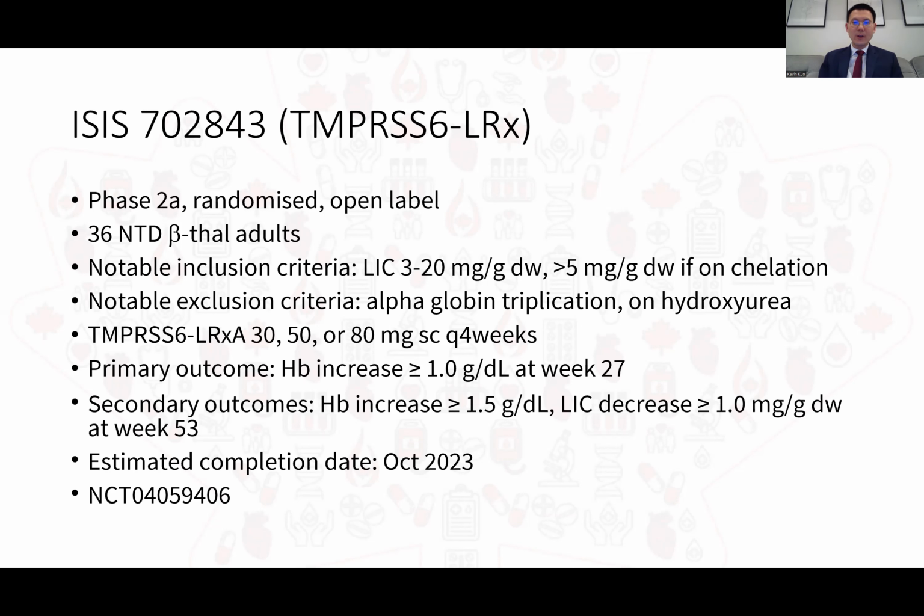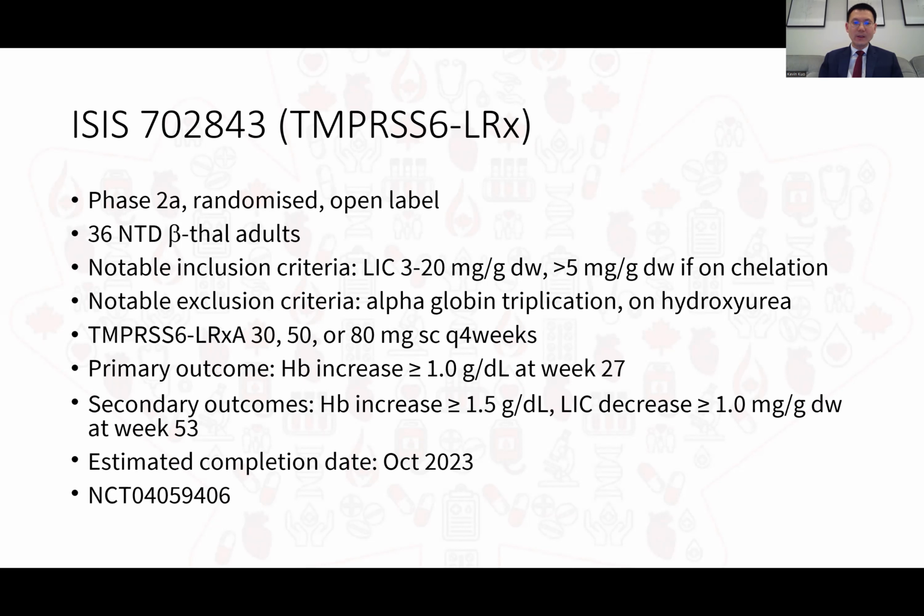Notable inclusion criteria include a liver iron concentration between 3 and 20 milligram per gram dry weight. And if the patient is on chelation, they must have at least 5 milligram per gram dry weight of iron. Notable exclusion criteria include alpha globin triplication and the patients being on hydroxyurea. The dosing of the TMPRSS6 LRX is 30, 50, or 80 microgram subcutaneously every 4 weeks.